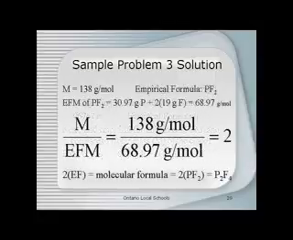We are now going to take the ratio of the molar mass to the empirical formula mass. When we do that, we get 138 grams per mole divided by 68.97 grams per mole, and that gives us a value of 2. We then take 2 times the subscripts in the empirical formula to get the molecular formula, and when we do that, we get a molecular formula of P2F2. How'd you do?